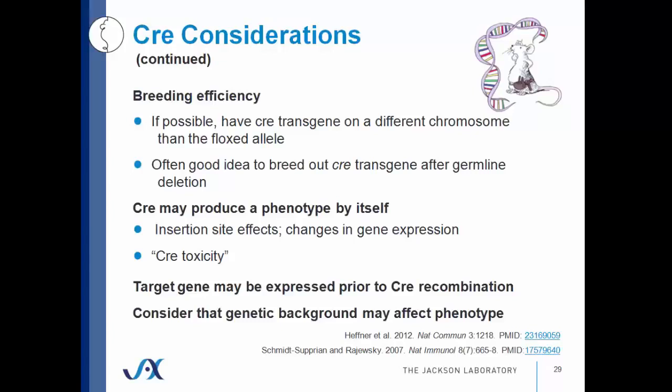Also pay attention and look very carefully at your target gene and when it's expressed, especially during development, as compared to when the Cre is expressed. Because if your target gene is turned on and does what it needs to do before the Cre is ever turned on, well, you may get recombination, but the gene has already done what it's supposed to do, and you may not get the phenotypes that you're looking for. And as with all things, do keep in mind that genetic background can affect the phenotype.